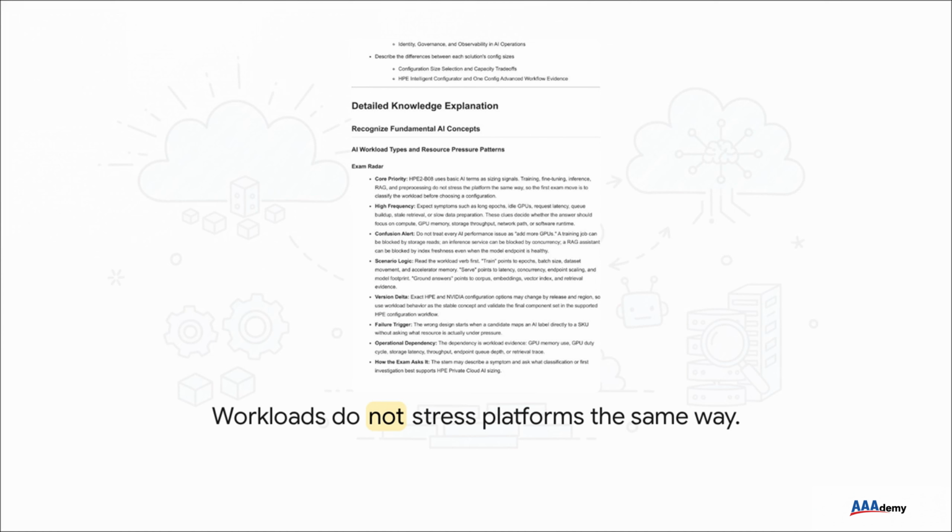Exam distractors are explicitly designed to trick you by throwing out a visible component, like switch capacity or GPU count, while totally ignoring the actual workload bottleneck we just talked about. Always identify the controlling resource path first.